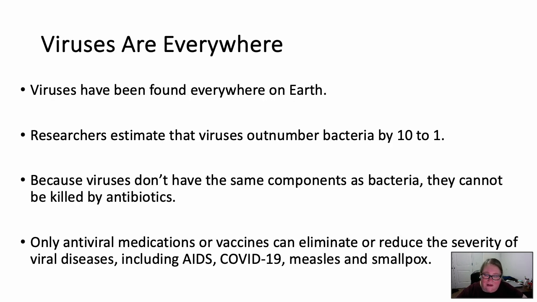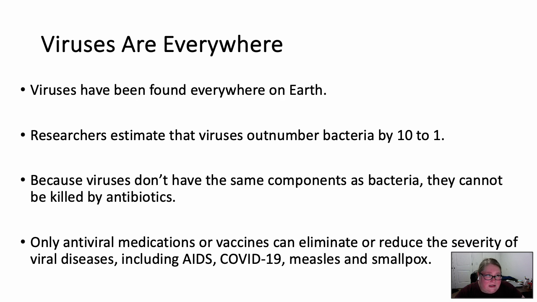So when we say viruses are ubiquitous, viruses are literally everywhere. We have found them everywhere. We have even found them in the polar ice caps up in the Arctic Circle, where we found these ancient viruses in the ice and scientists reanimated them because science, apparently. Researchers estimate that viruses outnumber bacteria by 10 to 1, and we already know how much bacteria outnumber humans. So there's a lot of viruses out there.